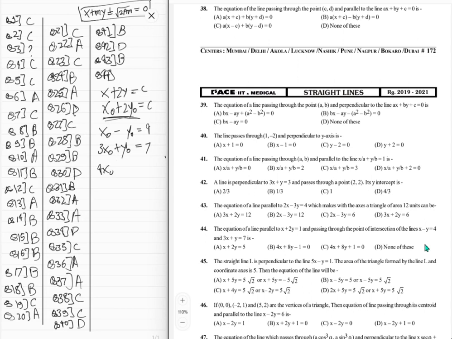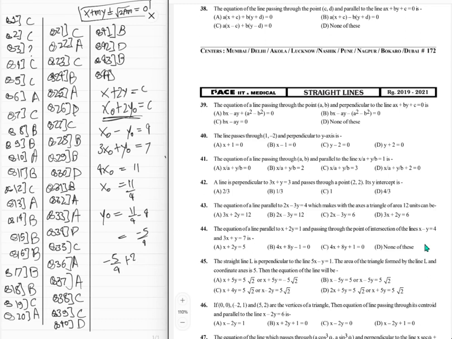Like 4x naught is 11. x naught is 11 upon 4. y naught is x naught minus 4, which is 11 upon 4 minus 4. Yeah, which is negative 5 upon 4. So this value, x naught plus 2y naught, that is negative 5 upon 4 plus 22 upon 4.